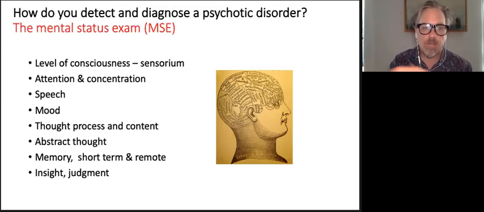What's their mood like? Mood is self-reported, but affect is what the mood looks like. We want to know, does the mood match their affect? And then, of course, very importantly, we're paying attention to their thought process. Is it linear? Is it circumstantial? Is it tangential? And the content. Are they talking about being followed by secret agents? Or are they talking about normal everyday things? The capacity for abstract thought is also impaired in psychosis, as can be memory, and certainly insight and judgment can also be impaired.